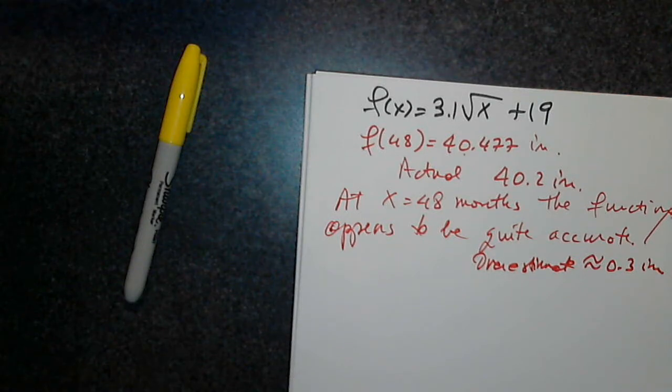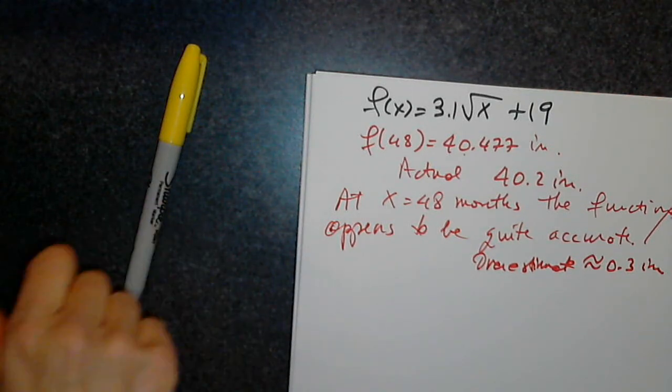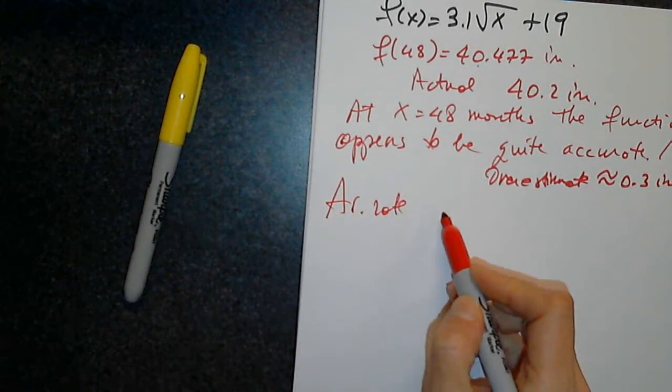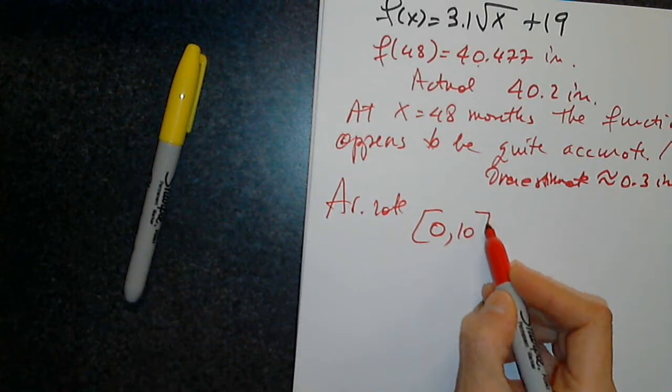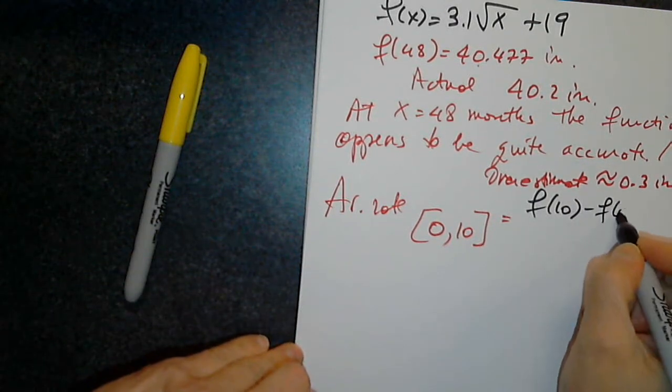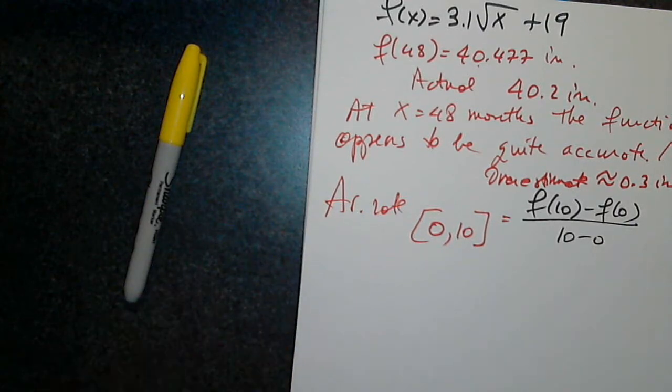Part C, use the model to find the average rate of change in inches per month between birth and 10 months. What is the formula for the average rate of change? We say f of x2 minus f of x1 over x2 minus x1. Awesome. That's true. So in other words, f of 10 minus f of 0 over 10 minus 0.